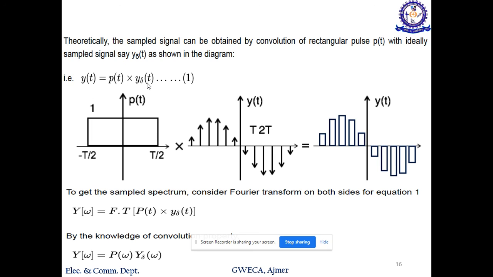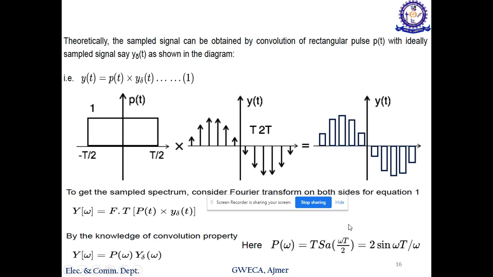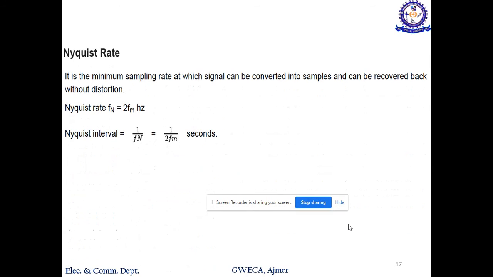So to get the sampled output, consider the Fourier transform, taking both sides. Y of omega is equal to the Fourier transform of p of t by the y of omega. After solving this, we get this set of samples.